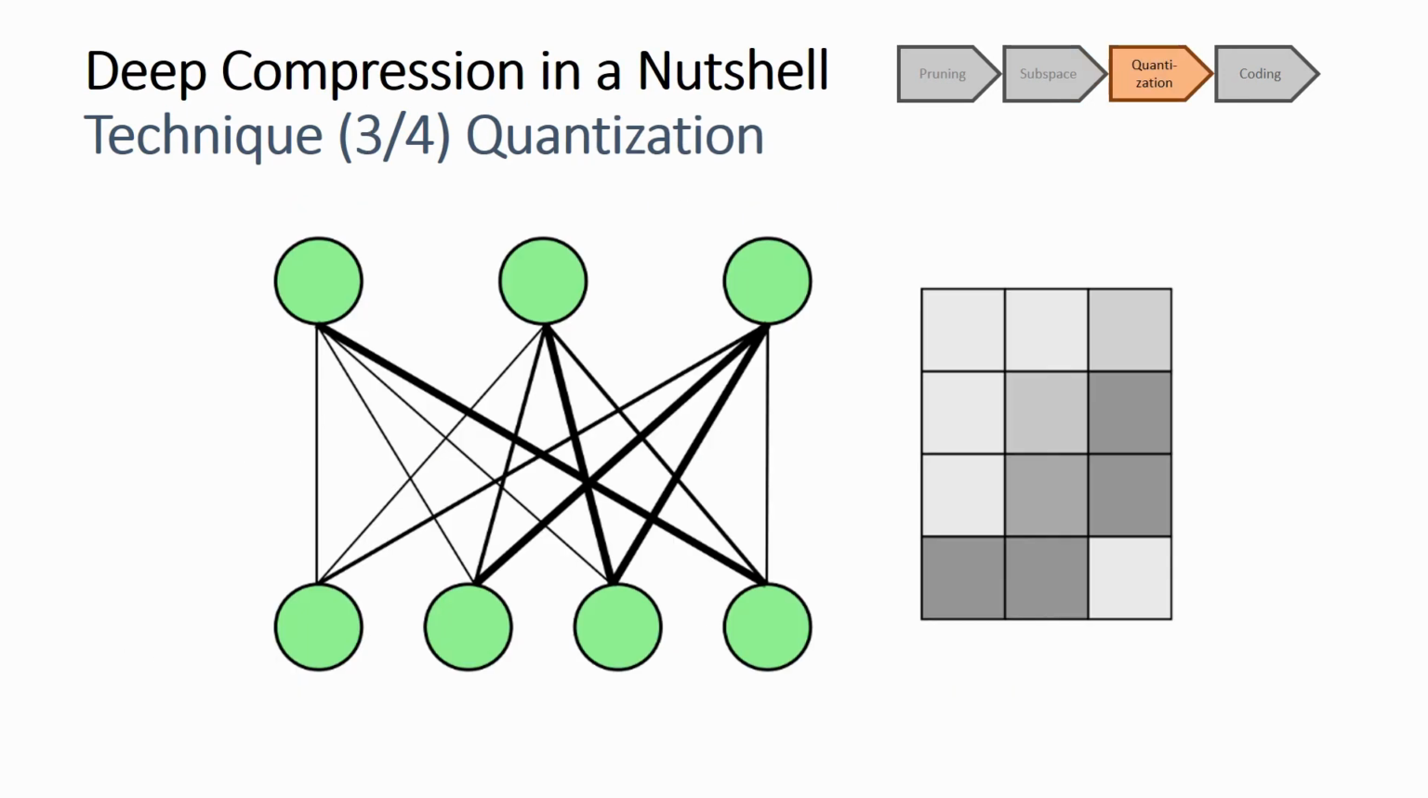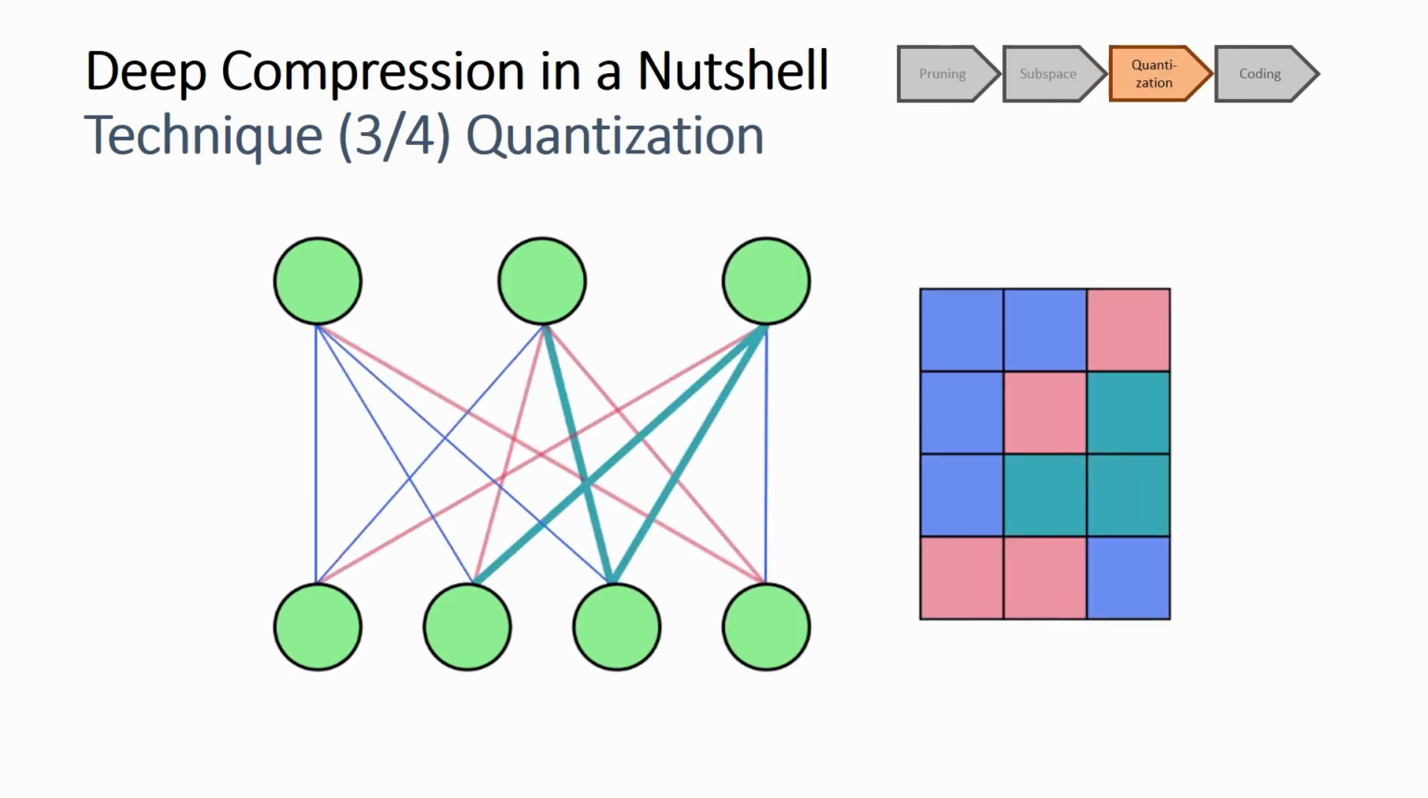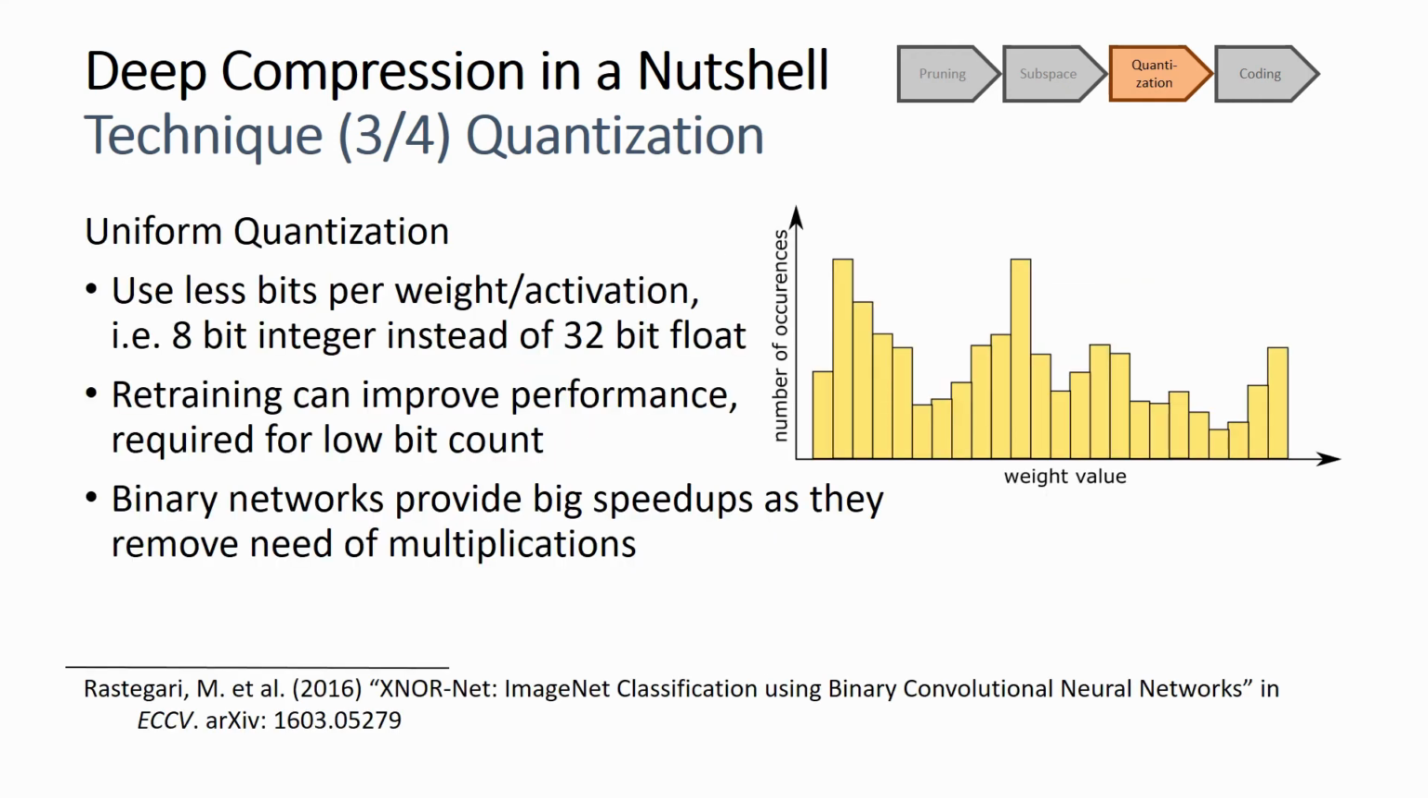The next technique or family of methods is quantization. Uniform quantization uses fewer bits per weight and eventual activation. For example, 8-bit integers instead of 32-bit floats. Retraining can improve the performance of the network. When going down to very few bits, retraining is needed to keep the performance. The extreme is using 1 bit only. Those binary networks provide big speedups as they remove the need for multiplications.